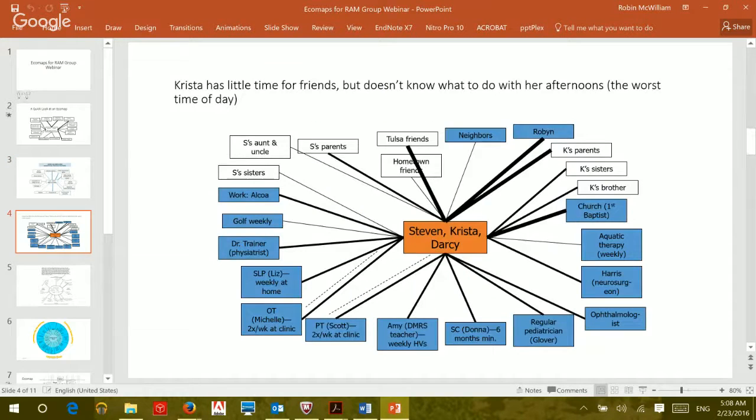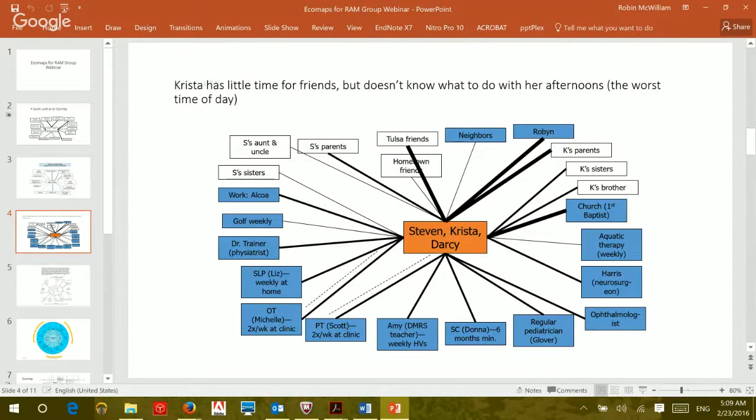This is an Ecomap that I often use in training to show how an Ecomap can actually show things that go wrong in early intervention. Here we have Stephen and Krista, the parents, with their daughter Darcy. And this family identified many, many professionals that are in the town where they now live, which is in blue here, and a few informal supports, most of whom are out of town. On this Ecomap, I just made it with the out of town people in the white boxes.